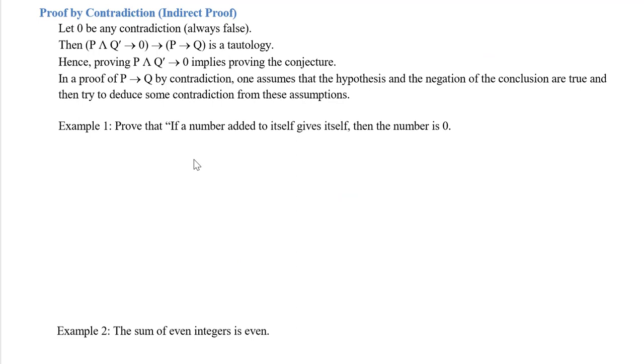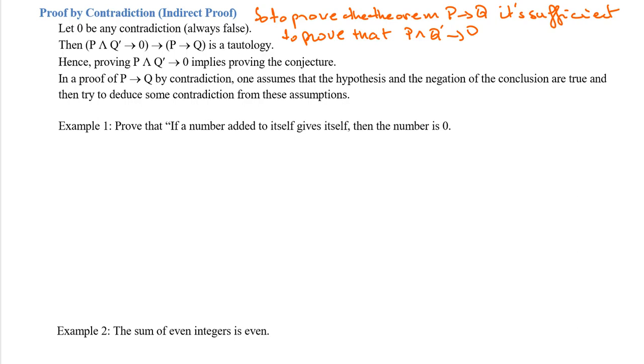So let's see here proof by contradiction, which is sometimes called indirect proof. To prove the theorem P implies Q, it is sufficient to prove that P and not Q is false. So what I'm saying is, as in the previous section, P and not Q implies false. So this is always false, and false implies anything will be true. So basically this is a tautology, as we've seen in the previous section. Hence, proving P and not Q false implies that we proved P implies Q, the conjecture that P implies Q.